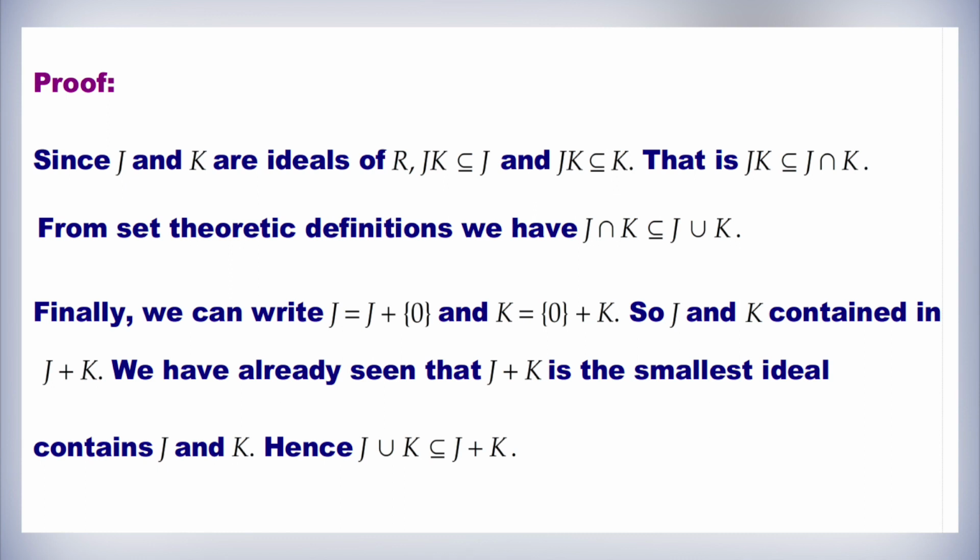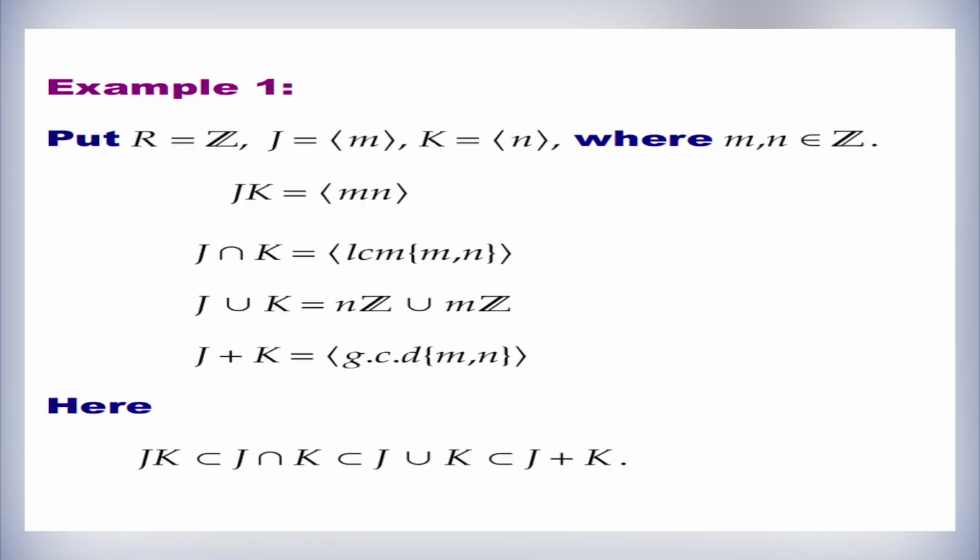Hence, J union K is a subset of J plus K. Now, let us see some examples. Example 1: put R equal to Z, the set of all integers, J equals the ideal generated by M and K equals the ideal generated by N, where M and N belong to Z. JK then equals the ideal generated by MN.